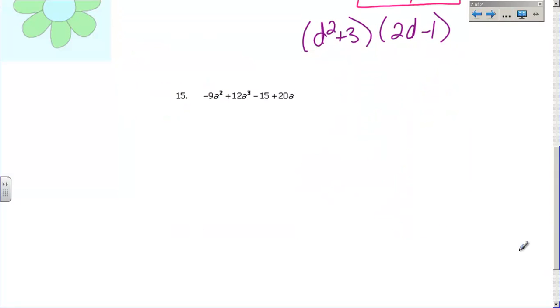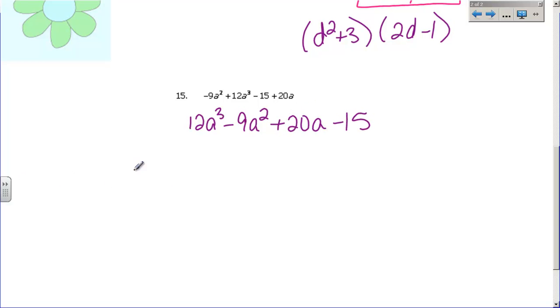So let's try one more. Okay, I'm going to do number 15. I have negative 9a squared plus 12a to the third minus 15 plus 20a. Now, like we had to do with the box, we need to write it in the correct order. A to the thirds, a squareds, a, then no a. So the 12a to the third comes first. The minus 9a squared comes second. The plus 20a is next. And then the minus 15.